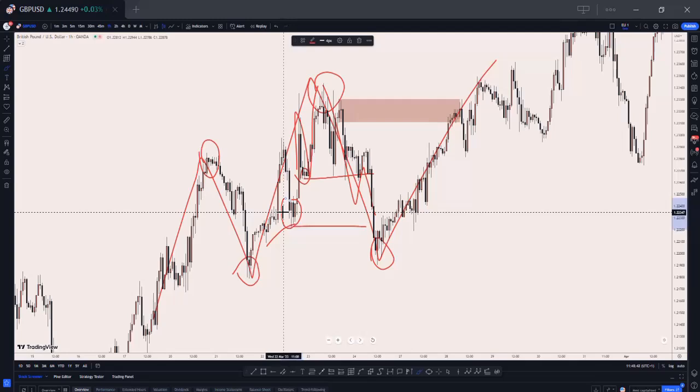Now, using the right knowledge at the wrong time will lead to a lot of mistakes, like using sessions on the higher time frame. That is as good as nothing. Okay, it won't do anything for you. It's not useful on the higher time frame. It's only useful for those who are intraday traders.